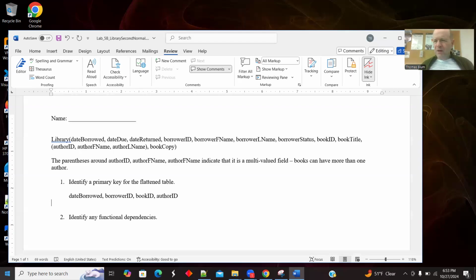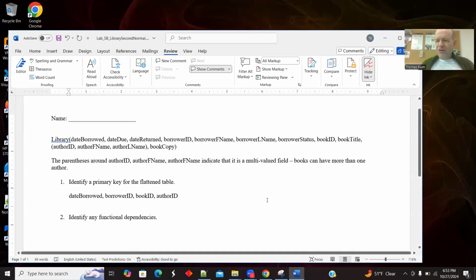The borrower may borrow many books, so we need both borrower and book. The book has many authors, so we need the author. And the person may borrow that book many times, so we'll need the date borrowed.